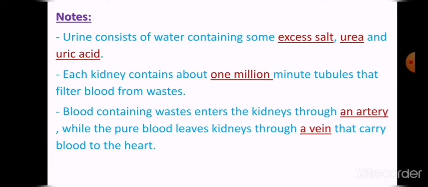We have to know in jr5 that the urine consists of excess water, and also excess salts, urea and uric acid. And each kidney contains about 1 million minute tubules that filter the blood from the wastes. So it looks like a washing machine. They wash the blood.